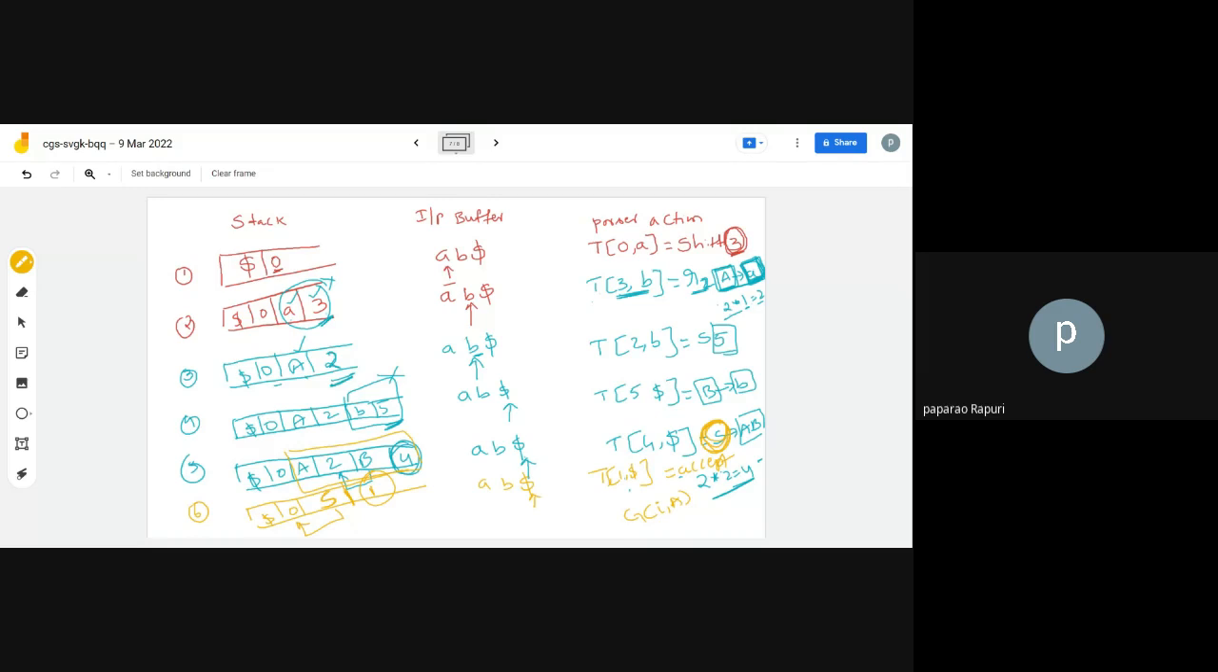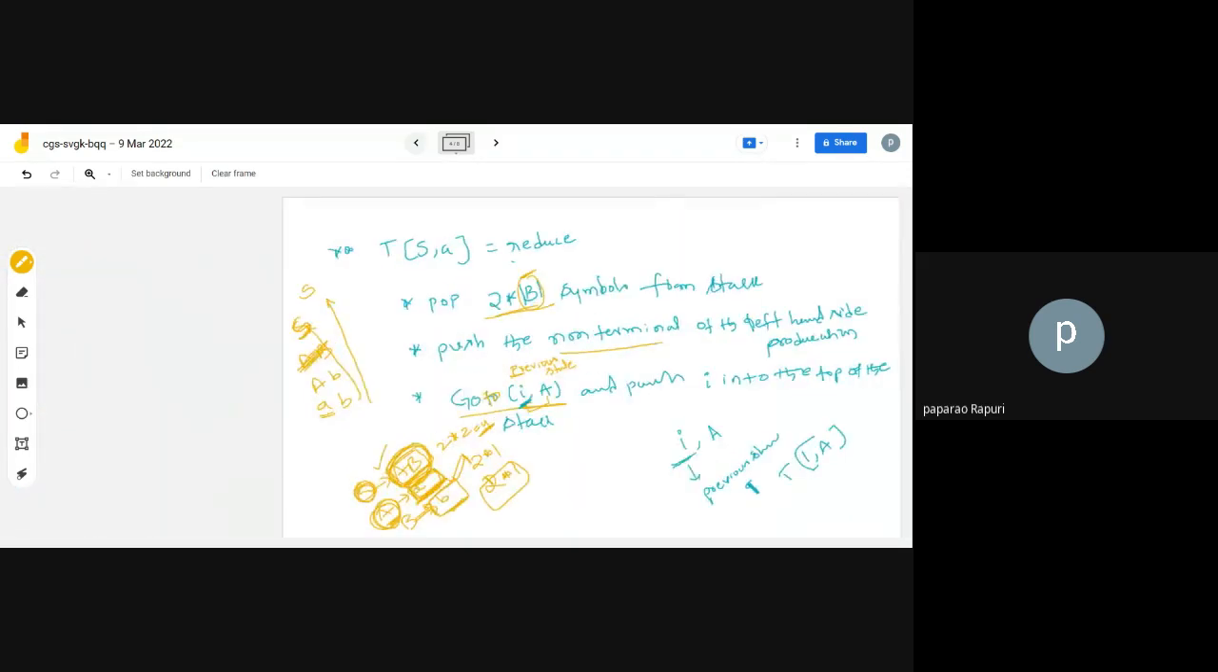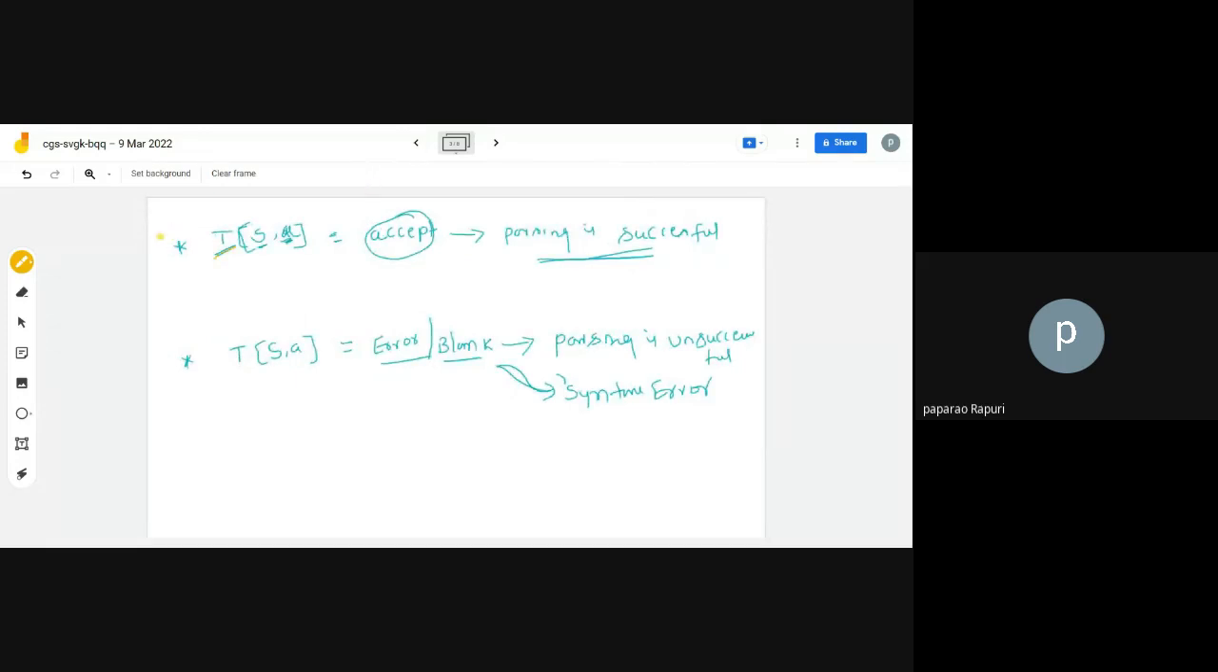algorithm. Everything is an algorithm, sir. Clear-cut steps are there. I explain every step. Suppose T of S comma A equals accept. Here in the previous case, T of 1 comma $ equals accept. So we can say that the parsing is successful. Suppose it is not the case, and T of S comma A is blank or error. In that case, we can say that it is a syntax error and we come out.